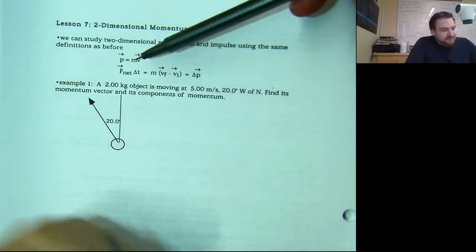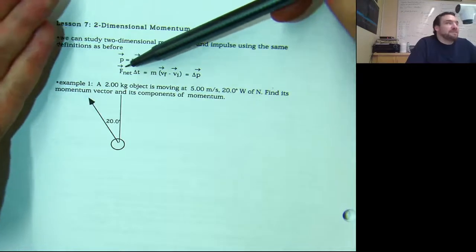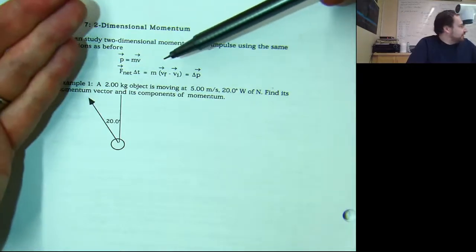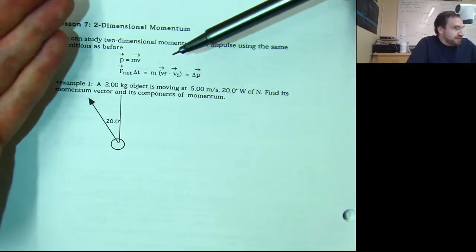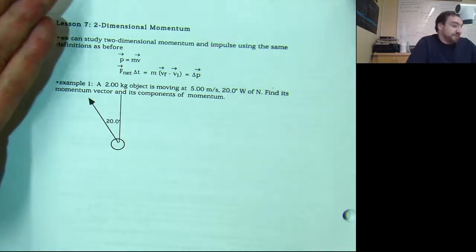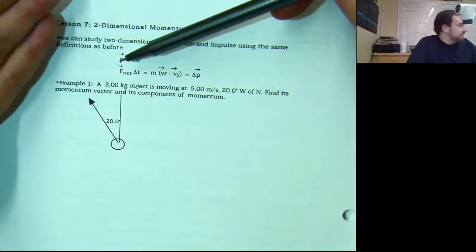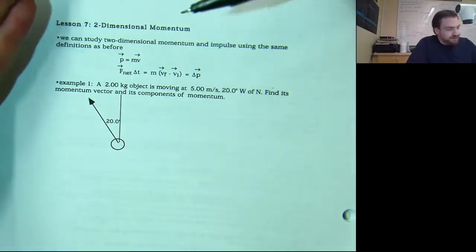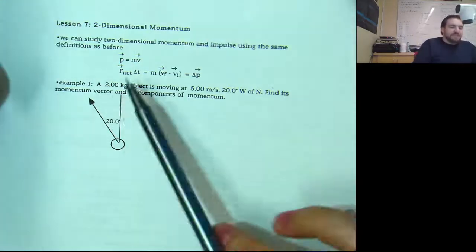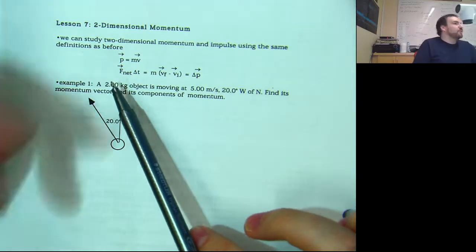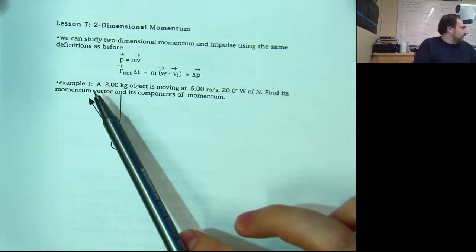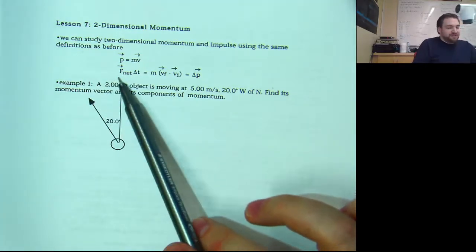So the reason we can do this: velocity is a vector, momentum therefore is a vector, velocity has direction. We can look at velocity direction in 2 dimensions. We could do it in 3 dimensions, but we're not going to. So we can look at momentum in 2 dimensions. This means that the impulse equation can also be expanded to be dealt with in multiple dimensions.